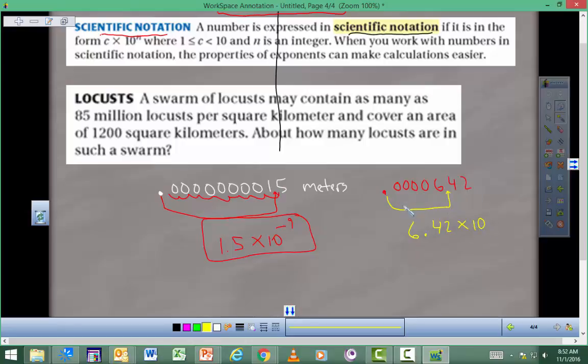Now, should this have a minus or positive? It's negative because this is a really small number. You see, it's like 0.000. It's a small number. Use a negative exponent, my friends. So how many? 1, 2, 3, 4, 5, 10 to the minus 5.